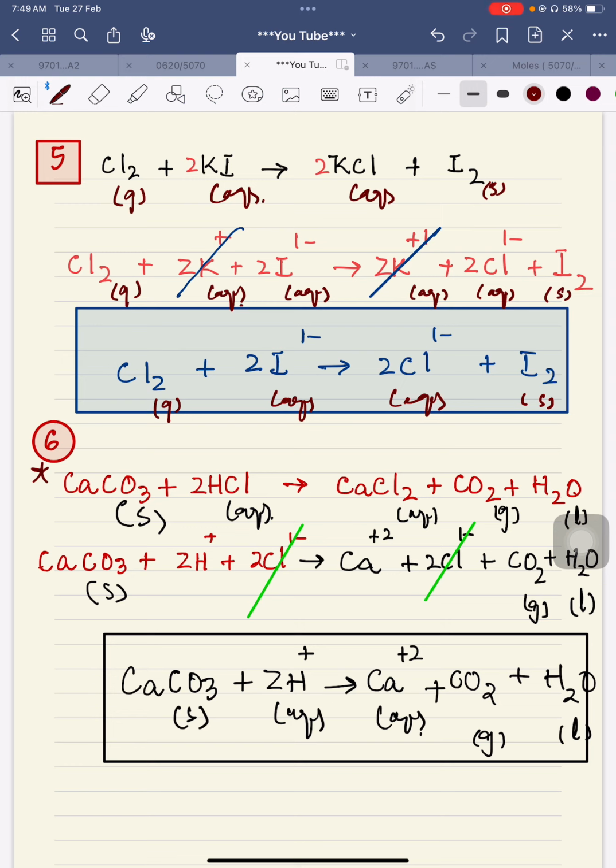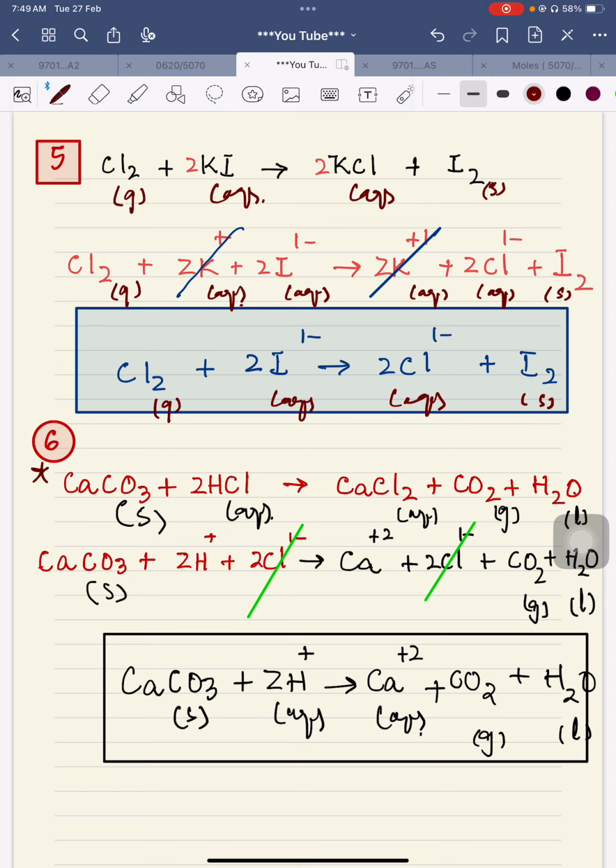This equation has been asked in the MCQ paper many, many times. So please be careful about that. It is calcium carbonate. It is no doubt reacting with HCl. It is soluble in HCl, you may say, but itself it is insoluble in water, so we are not going to convert it into its components.